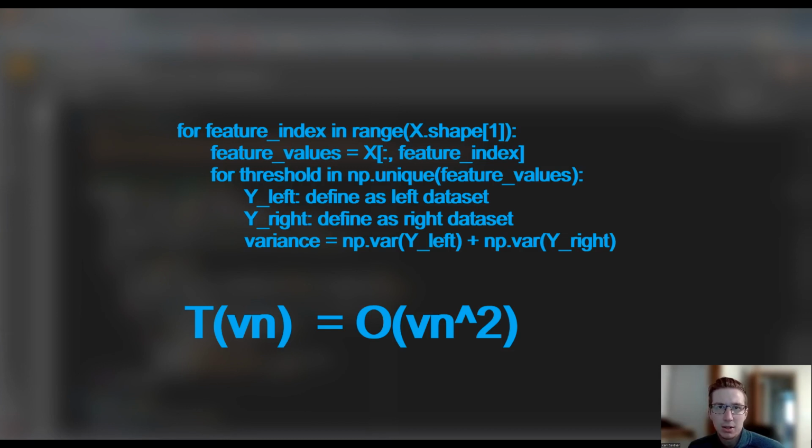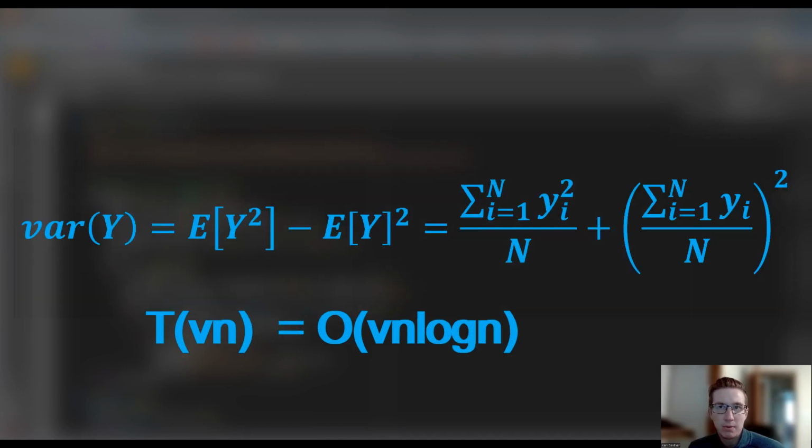This wouldn't be correct, so we have to use a different formula for variance and just update the sum inside the loop. This way of calculating the variance allows for a running time of big O of v times n log of n, with the sorting step dominating the runtime.